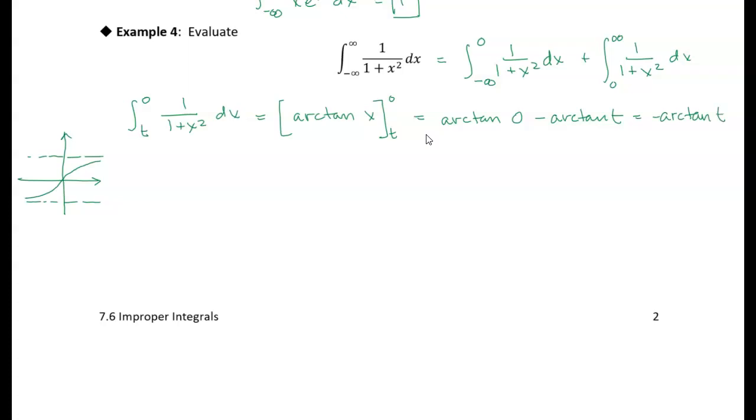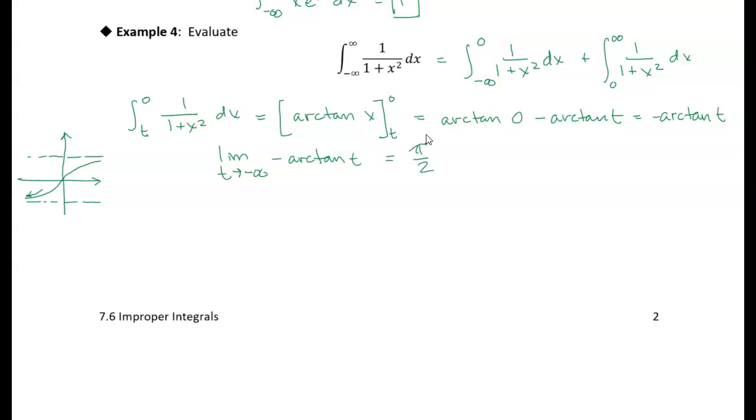and so what we end up with is just minus arctangent of t. We can take the limit as t goes to minus infinity, because that was our lower bound that we set to t, of the minus arctangent of t. If we look at what the arctangent function looks like as we go to minus infinity, it's approaching minus pi over 2. So it's a minus pi over 2, so the minuses cancel, and we get just pi over 2.